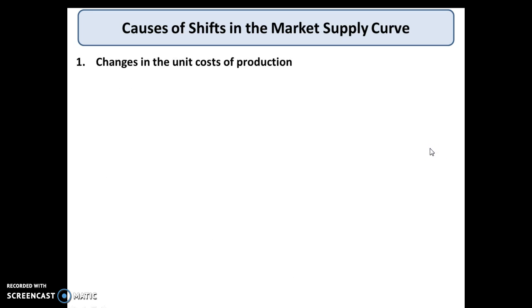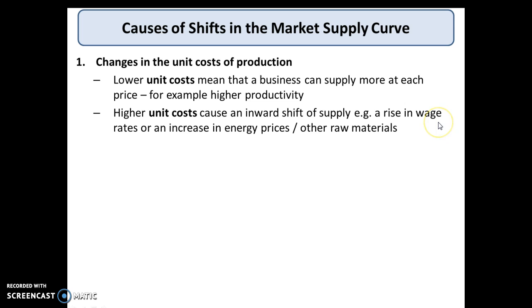Now, there are some major things which cause shifts. So the changes in the unit cost of production, so how much it costs to actually produce a product, will impact upon supply. The more expensive it is to produce, firms may choose not to actually produce any more because it just becomes more expensive, especially if it represents a large chunk of their costs.